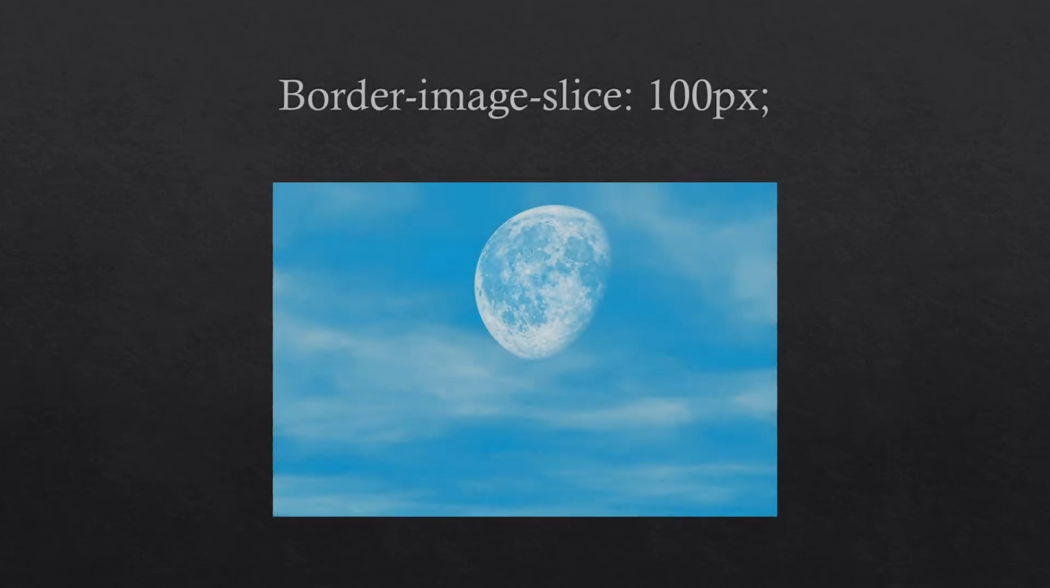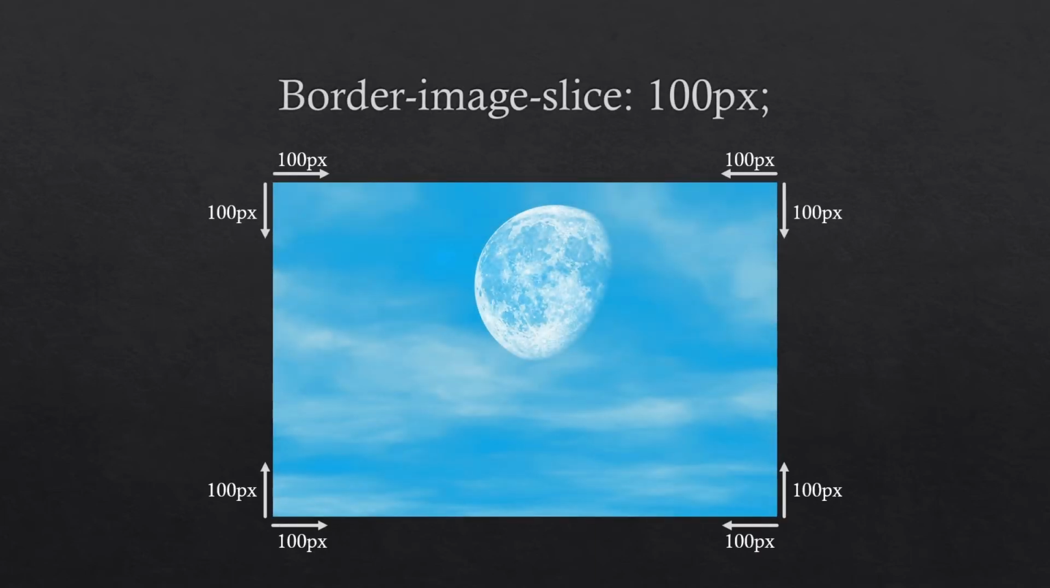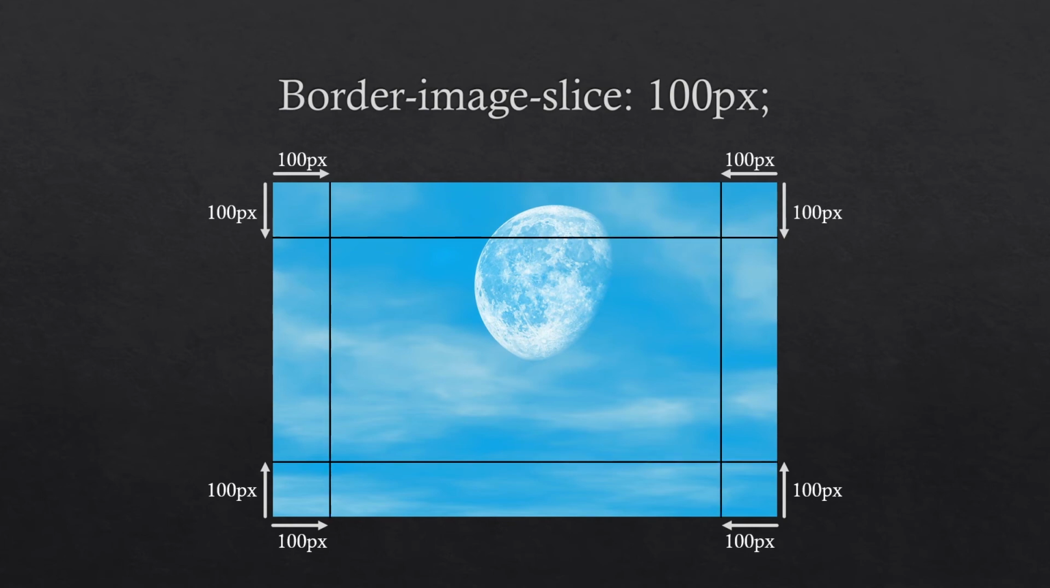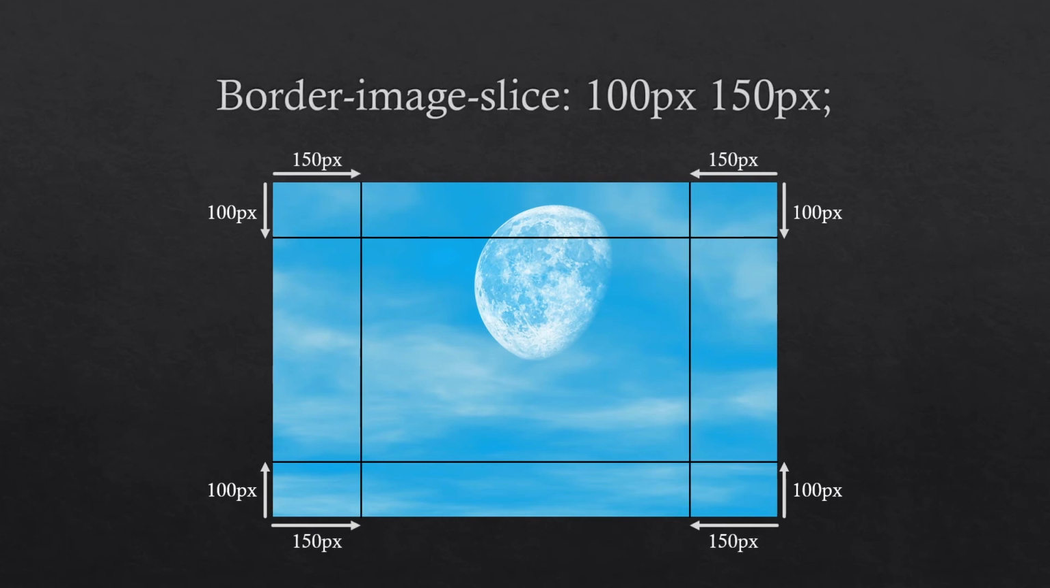If only one value is specified, a cut is made through the entire image at the specified distance from the top, bottom, left and right side of the image. This is how the individual regions for the border are created. If 2 values are given, the first value applies to the distance from the top and bottom edge, and the second value determines the distance for the cuts from the left and right edge.